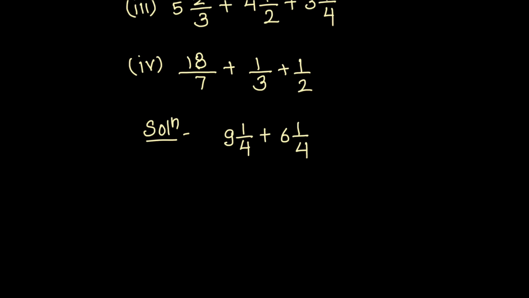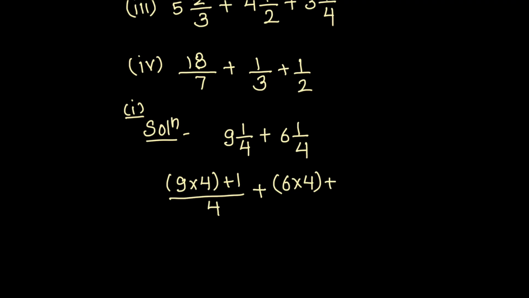This is a mixed fraction. So our first step will be to convert this mixed fraction into an improper fraction. To convert a mixed fraction into an improper fraction, we multiply the whole number with the denominator and add the numerator to it. So this will be (9 times 4 plus 1) divided by 4 plus (6 times 4 plus 1) divided by 4.